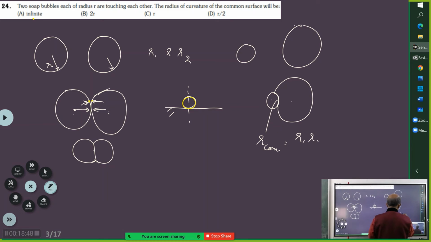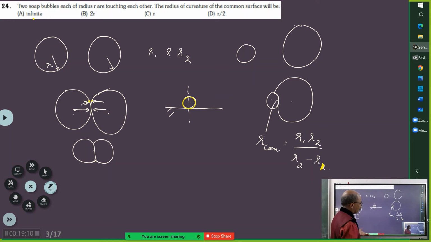1 by R1 minus 1 by R2. Good, very good. So you will get it like this: R common equals 1 by (1/R2 minus 1/R1). This is what you are going to get. Good, Aryan. You have done a good job. Now in this case, R1 is equal to R2, so numerically also you are going to get it as infinite. R common is infinite.